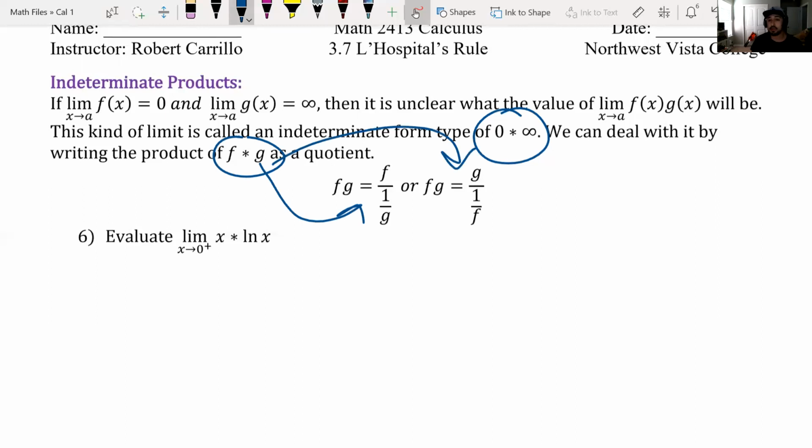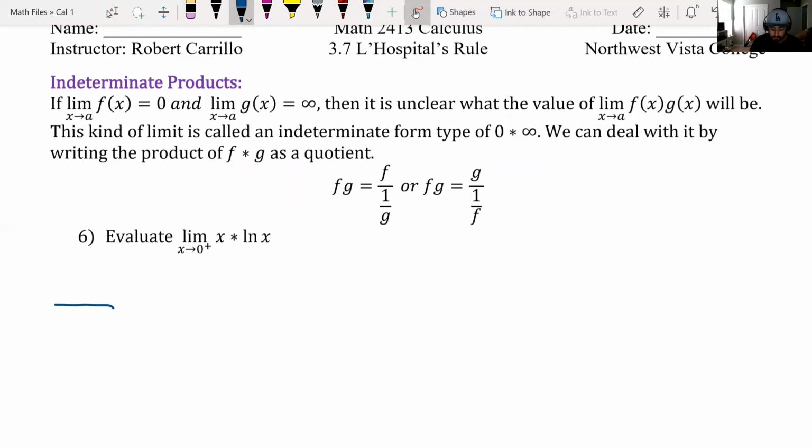And we can deal with this by rewriting the product of f and g as a quotient. F times g can be written as f over 1 over g or g over 1 over f. You have to play around with it to see what function you want in the denominator. Determining that will make your derivative using L'Hopital a lot easier. Because the question is, well, how do we know which one? You'll know. You may choose it the wrong way and you'll be led down a rabbit hole. But that's the whole process of learning. We're not supposed to get it in one try.